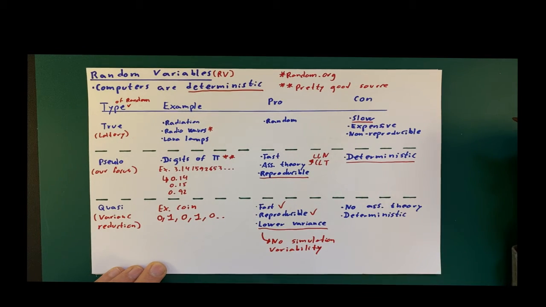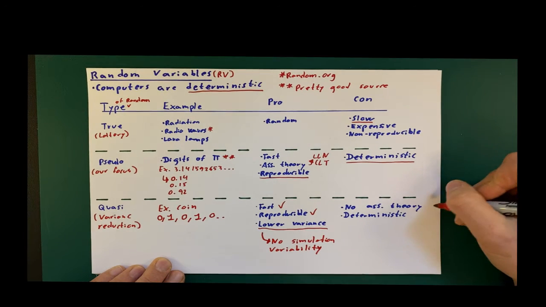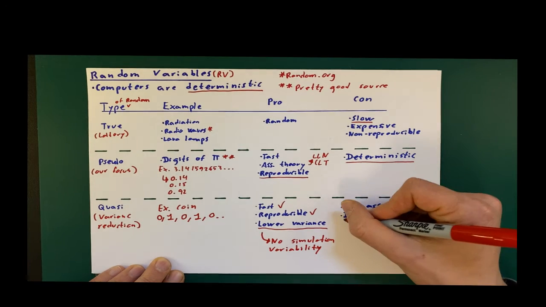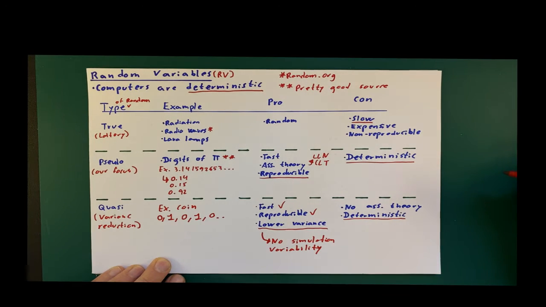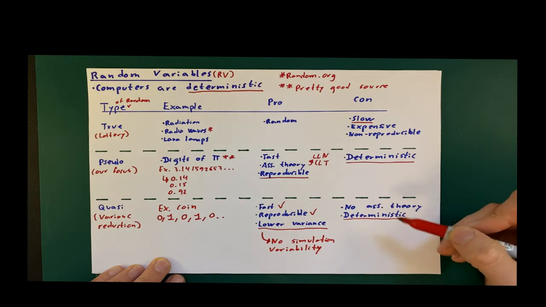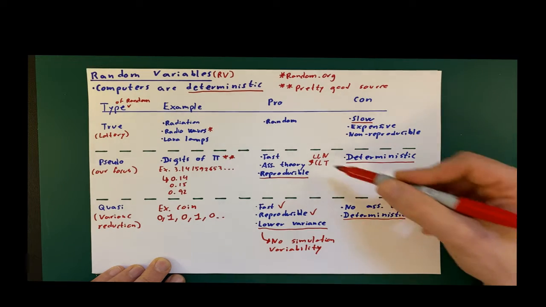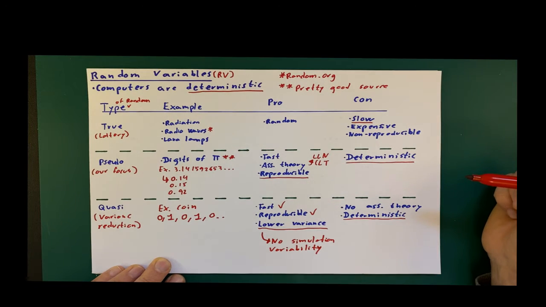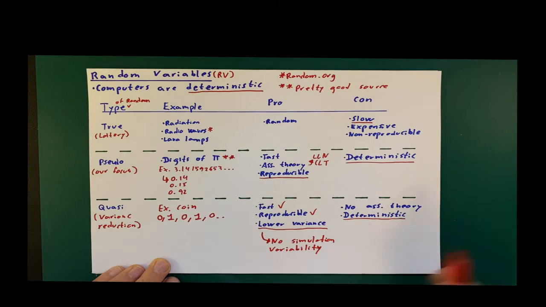Right, so you're going to have a lower variance of your output compared to using pseudo-random numbers, but you're not going to have any asymptotic theory, and it's going to be deterministic, just like the pseudo-random numbers, right? But the main point is you lose your asymptotic theory, the laws of large numbers, your central limit theorems, but you gain a lower variance.